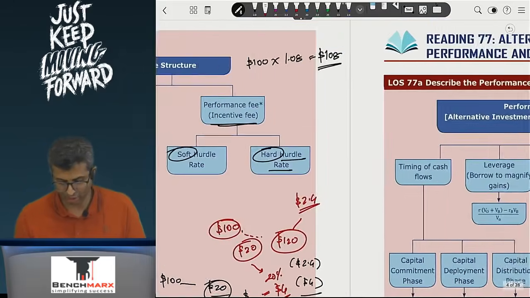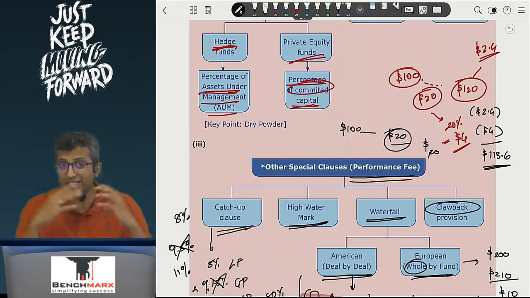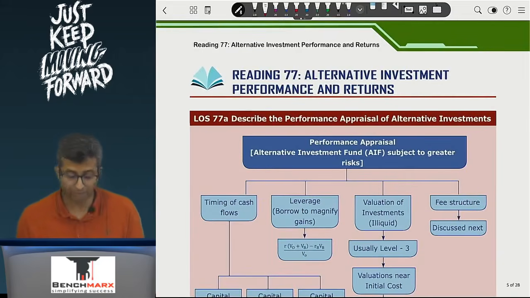You will do this at a lot of length even in the next chapter, and a lot of sums are there, at least in your material in the next chapter. But for now we'll practice maybe a few of them later. But this is rounding you through some of the most important clauses like hurdle rate, soft and hard, high water mark, waterfall, American and European, catch up, clawback provisions, etc. So that takes care of your first reading.